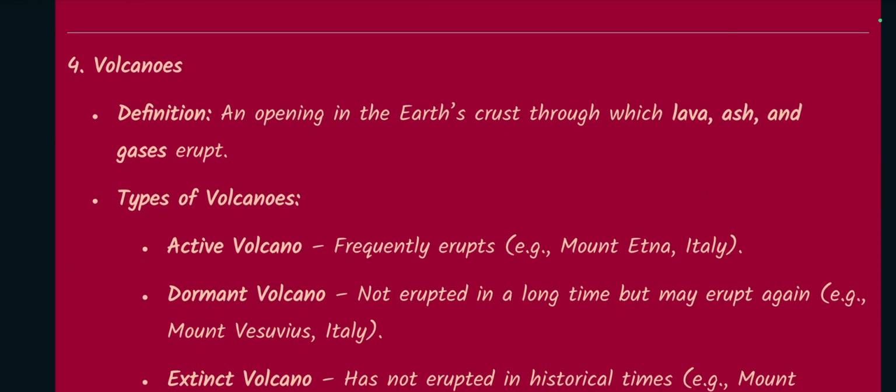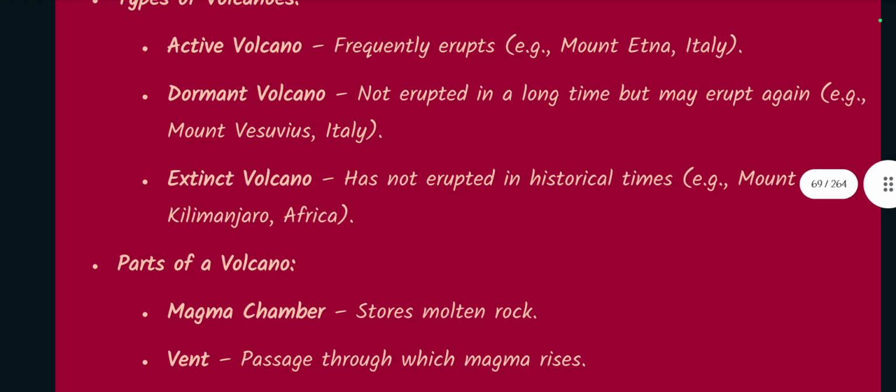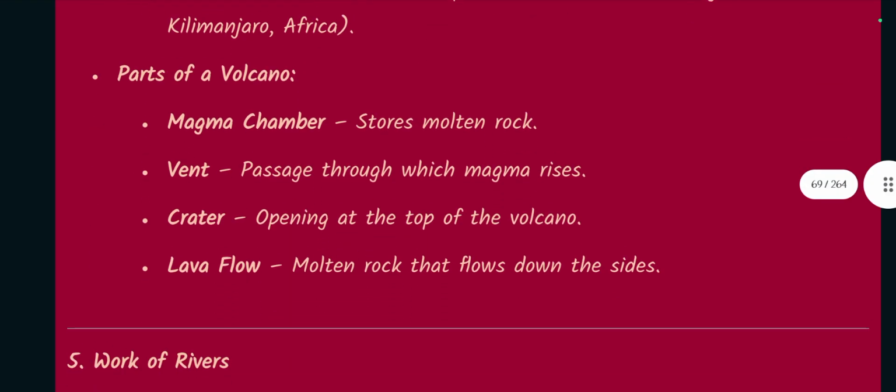Number 4, volcanoes. A volcano is an opening in the earth's crust through which lava, ash and gases erupt. Types of volcanoes. Active volcano: frequently erupts, like Mount Etna in Italy. Dormant volcano: has not erupted in a long time but may erupt again, like Mount Vesuvius, Italy. Extinct volcano: has not erupted in historical times, like Mount Kilimanjaro, Africa.